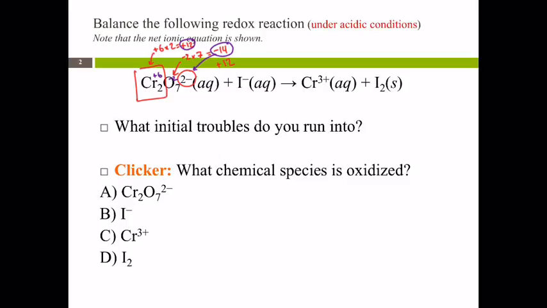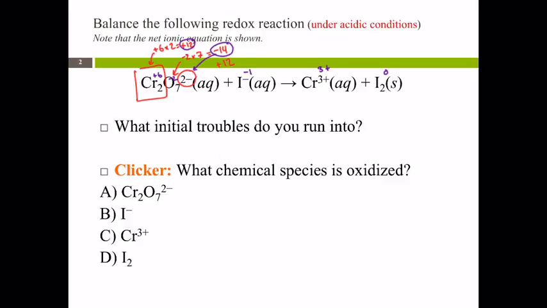Iodide, the formal charge is going to be equal to the oxidation number in this case, so this is a -1. If we look on the right side, chromium 3+, oxidation number is equal to the formal charge because it's an ion with only one component again. And then iodine is molecular, so it has a 0 oxidation number.